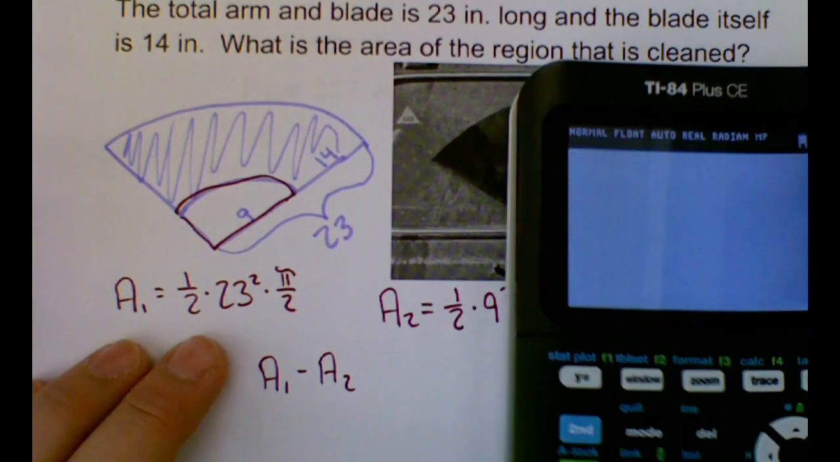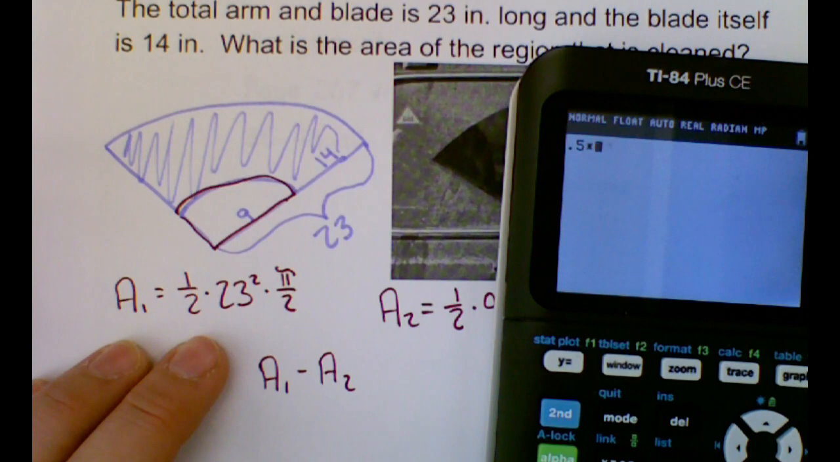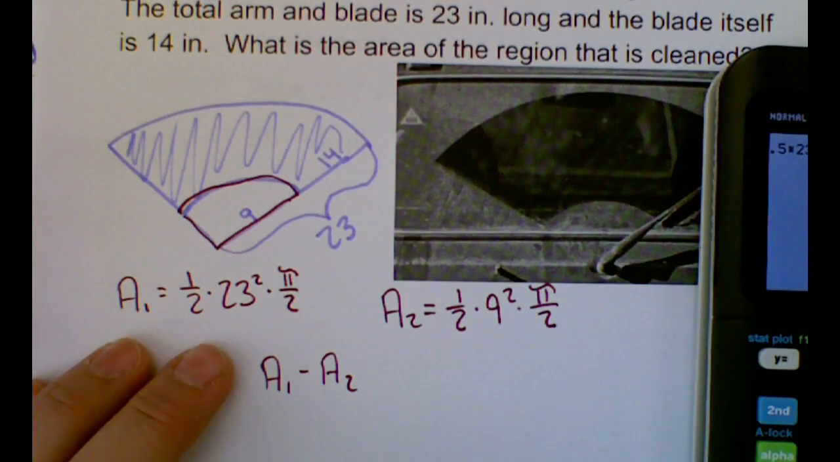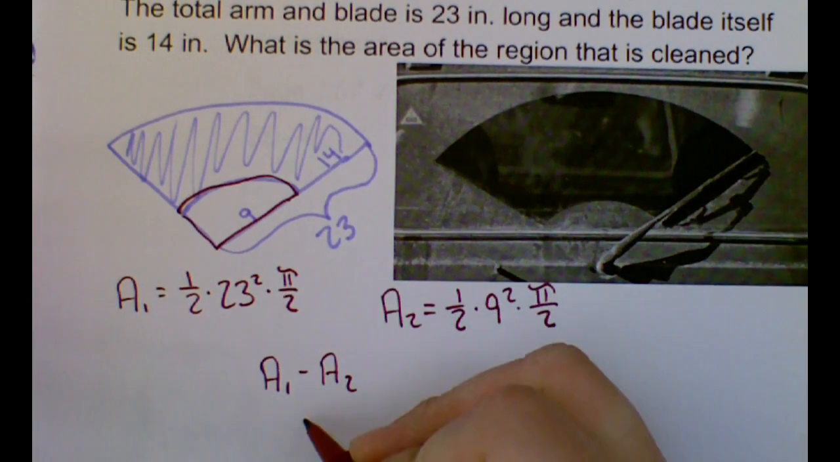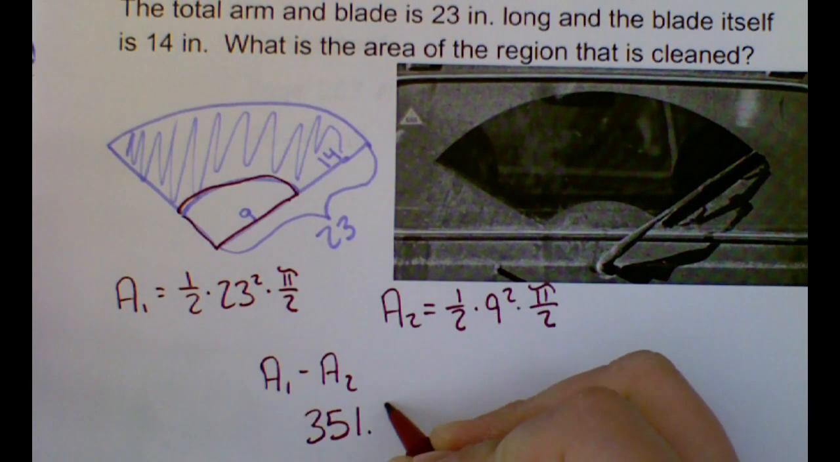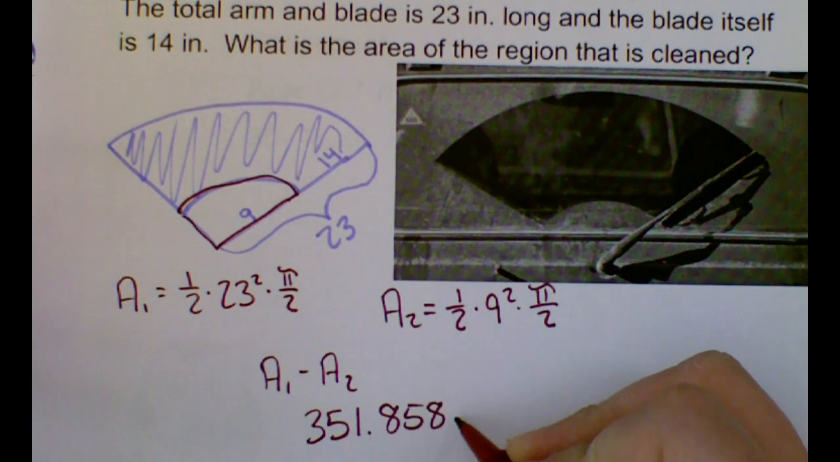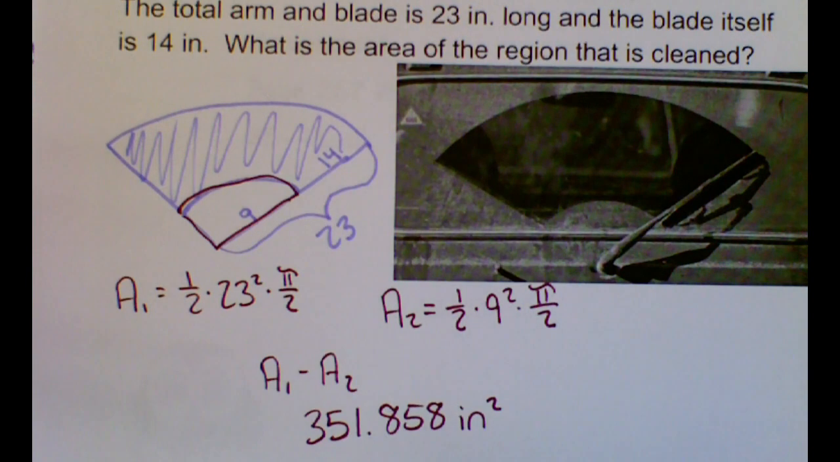So let's get our answers. 0.5 times 23 squared times pi over 2. Let's just dive straight in and subtract them. 1/2 times 9 squared times pi over 2. I get about 351.858 inches squared. Remember, area always labeled squared.